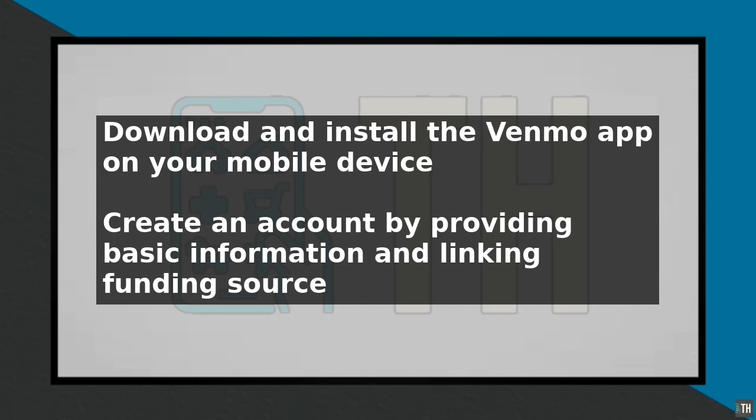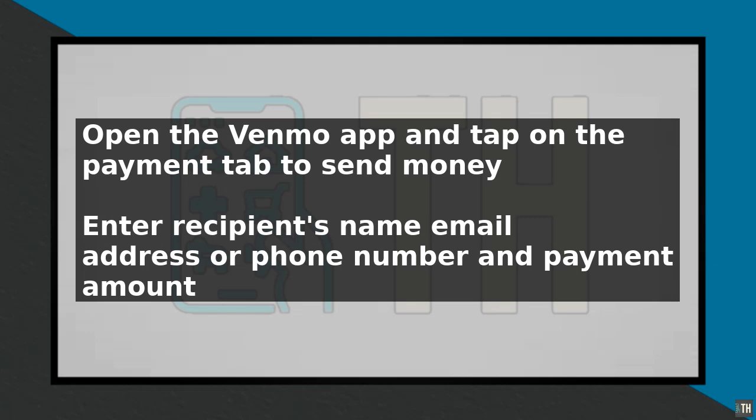To do this, open the Venmo app and tap on the Payment tab. Enter the recipient's name, email address, or phone number, and the amount you want to send. You can also add a note to the payment, which is a great way to provide context for the transaction.